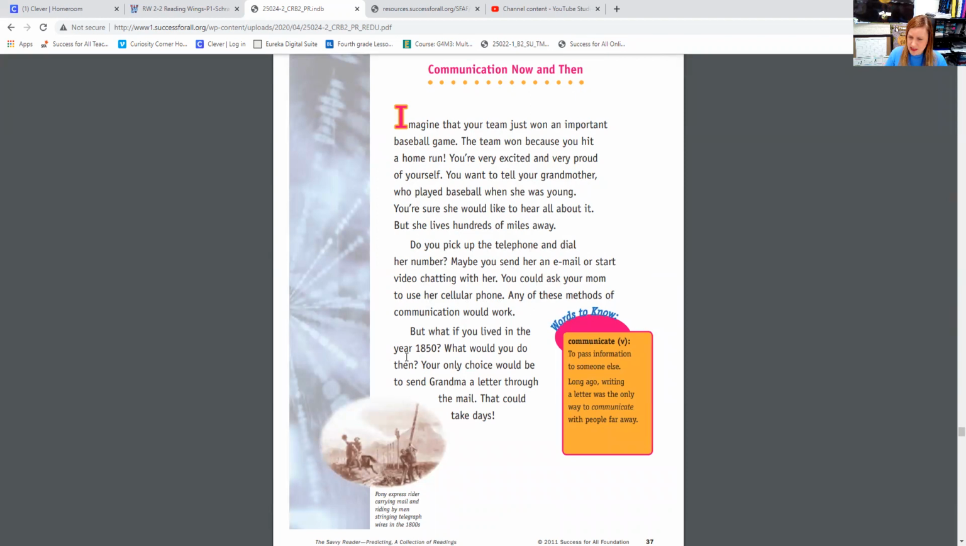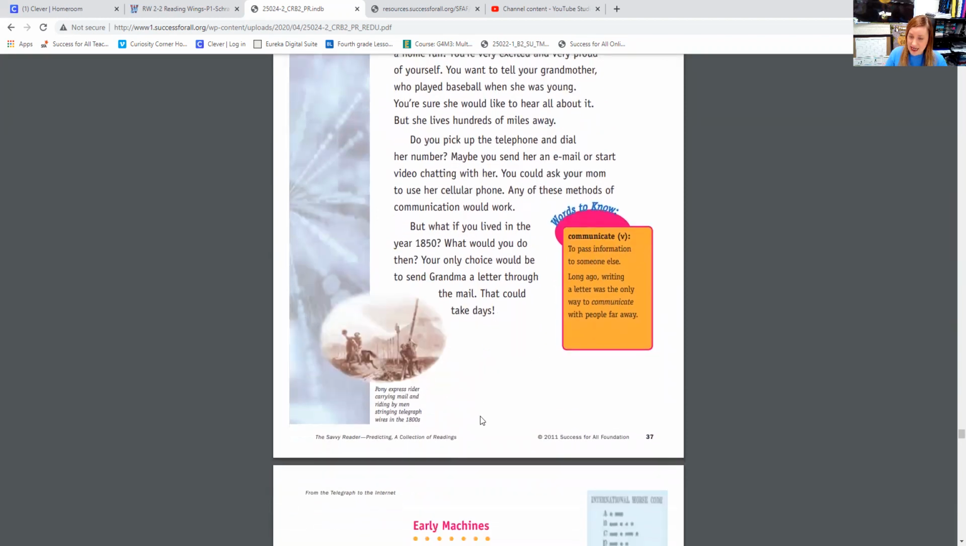But what if you lived in the year 1850? What would you do then? Your only choice would be to send grandma a letter through the mail. That could take days. And then down here it says Pony Express rider carrying mail and men stringing telegraph wires in the 1800s. And then our word to know is communicate, to pass information to someone else. Long ago, writing a letter was the only way to communicate with people far away.